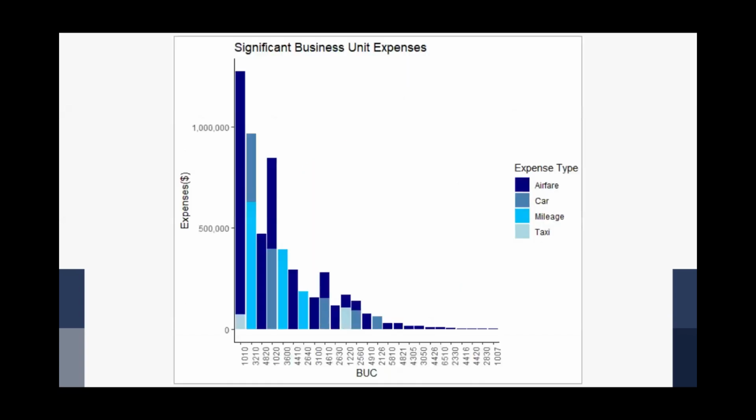Now looking at the significant transactions broken down by business unit, we found that business unit 1010 spent the largest dollar amount on airfare, with the total being over $4 million. Next, we found that business unit 3210 had the second largest sum, with mileage being the largest expense type. Then we found that business unit 1020 had the third largest sum, with airfare and car as its two largest categories. Finally, we found that business units 4416, 4420, 2830, and 1007 had no significant expenses.